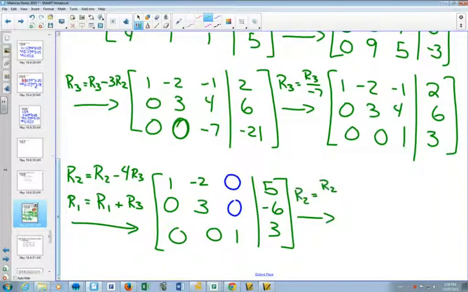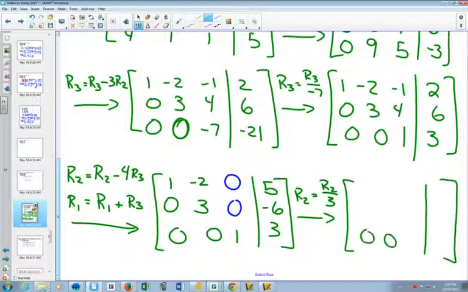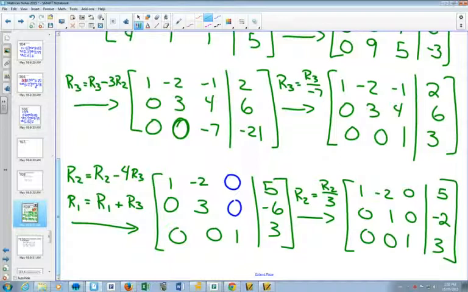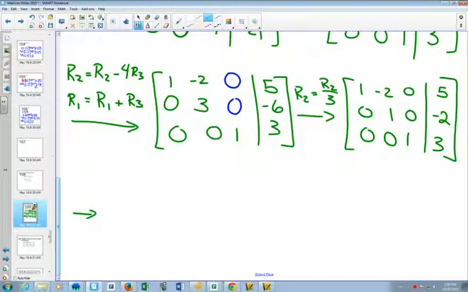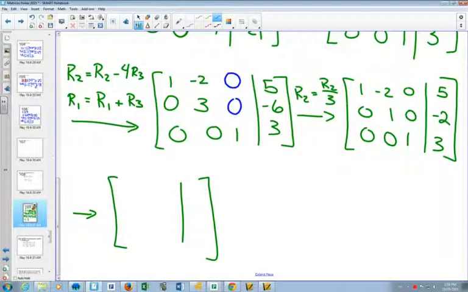We can now take row 2 and divide it by 3. Row 3 is not going to change. Row 1's not going to change, and now row 2 will be 0, 1, 0, negative 2. All we have left to do is get this one in the middle to be 0.